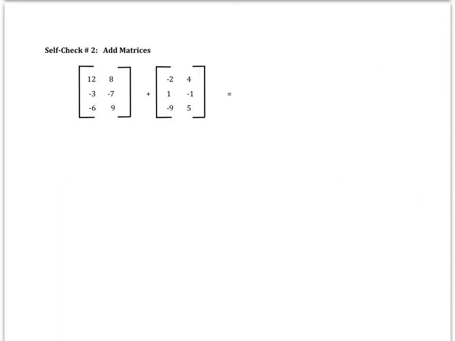Here is self-check number 2. Add these matrices together and come up with an answer matrix. Make sure you put your answer and show your work on the back of your note paper, and put your answer on your online form to submit to me.